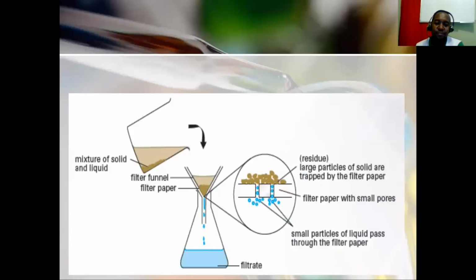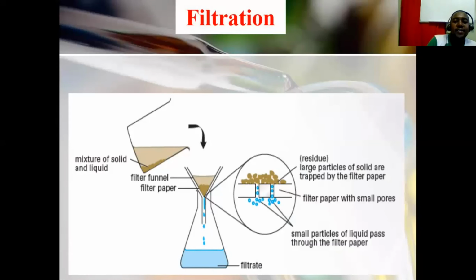All right, and then based on this one, we know this is filtration, right? And filtration is used to separate what type of mixtures?